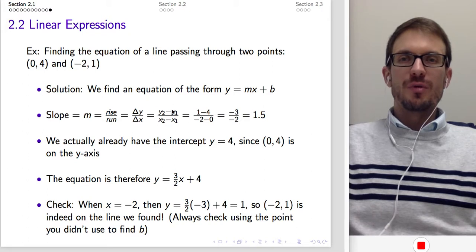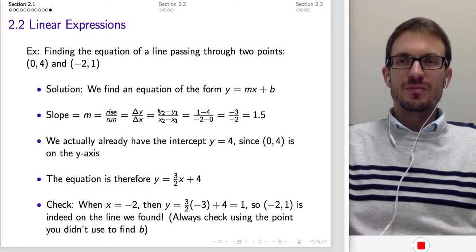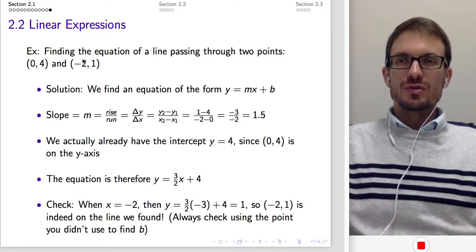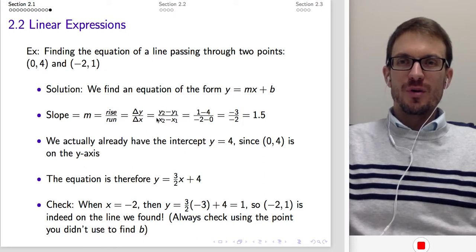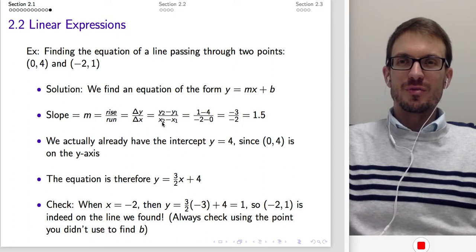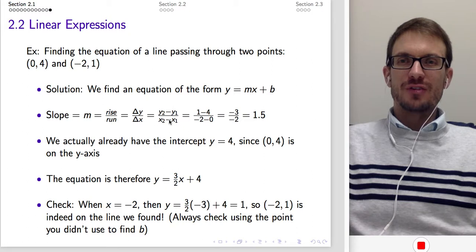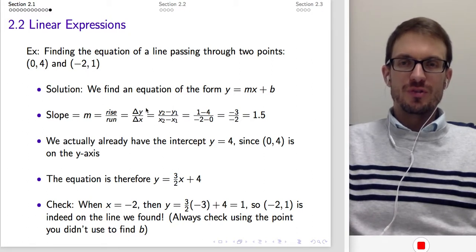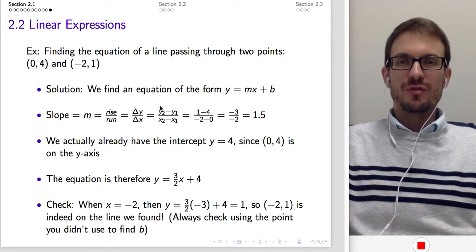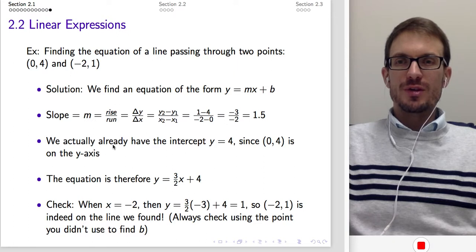And all that's important here is that whatever point we designate as point 2, we use the y coordinate from that point and the x coordinate from that same point. So we have y2 minus y1 over x2 minus x1. It doesn't matter which point is point 1 and which is point 2, just as long as we're consistent applying this formula when we make our substitution. And we find the slope is 1.5 or 3/2.